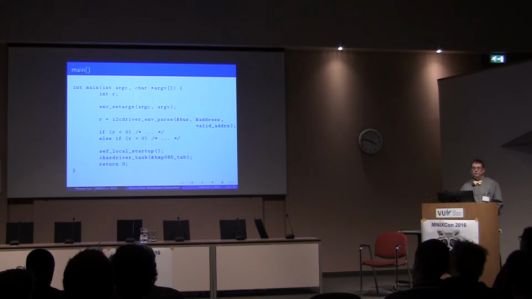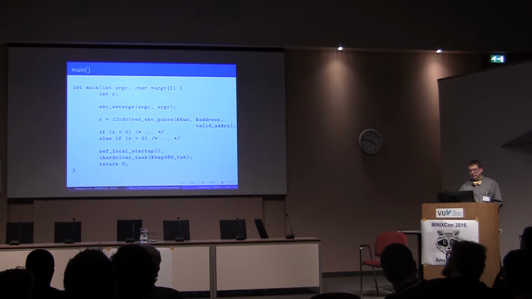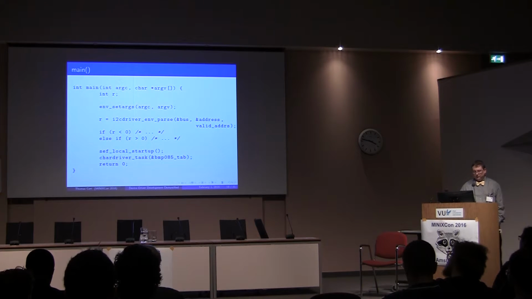Sometimes it's not always possible to enumerate all the devices on the bus, especially with the controllers on the BeagleBone and BeagleBoard. And so the I2C driver has a library function to grab those options from the command line. And then there's a startup function which does the initialization, and then there's the main program loop, which is taken care of by the character driver library. And I'll dive deeper into each of those in the next slides.